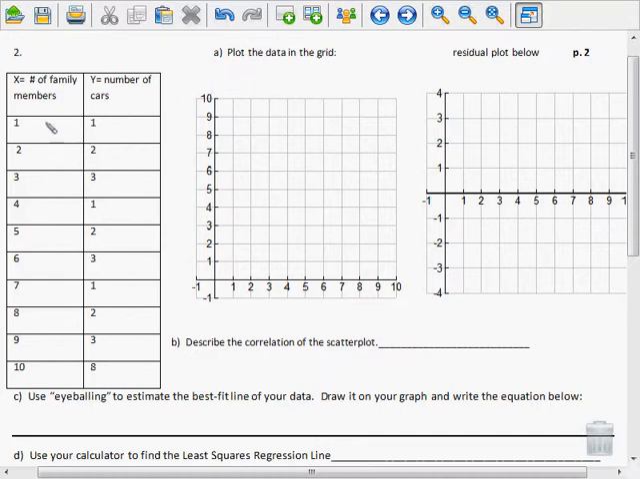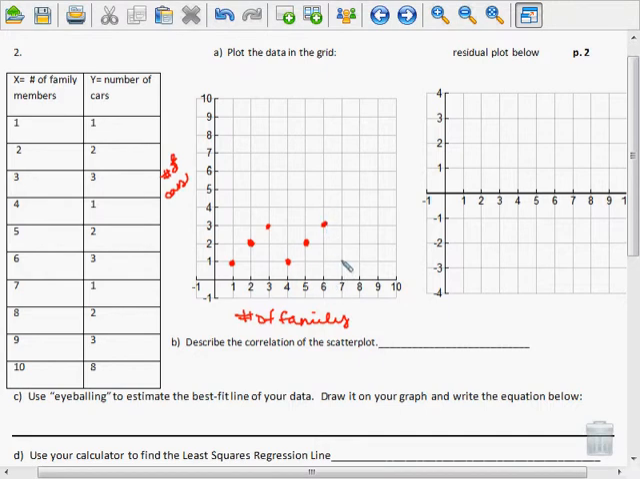grid. And so my x value is my number of family members. And then the y value is the number of cars. All right, so if x is 1, y is 1. When x is 2, y is 2. When x is 3, y is 3. When x is 4, y is 1. When x is 5, y is 2. When x is 6, y is 3.